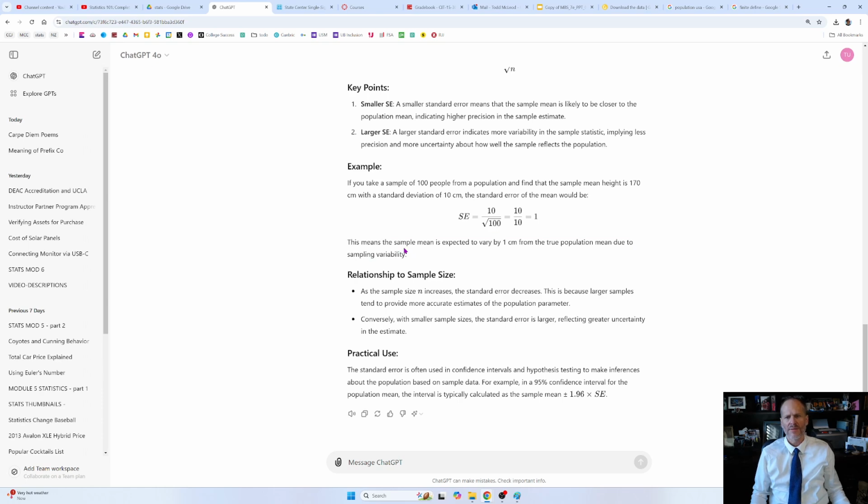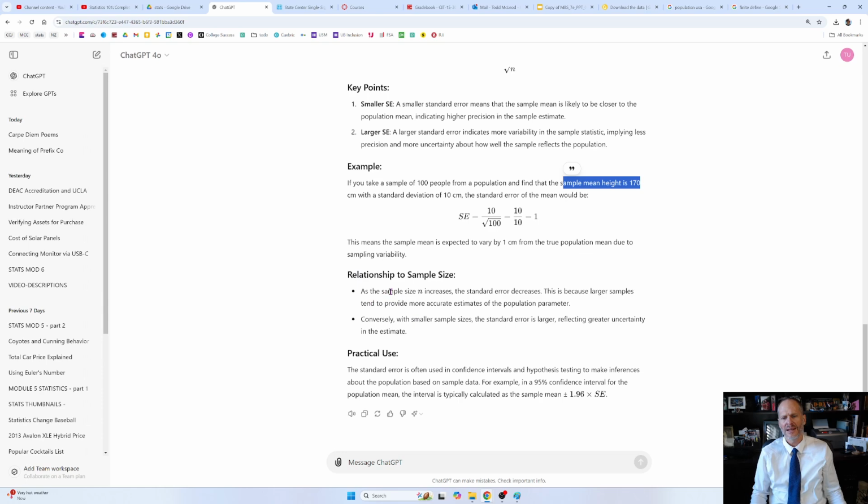So if the sample says that the mean height is 170, the population mean might be 170, or it might be 169, or it might be 171. That lets us know, based upon our sample, how much our sample truly approximates the population. Relationship to sample size.